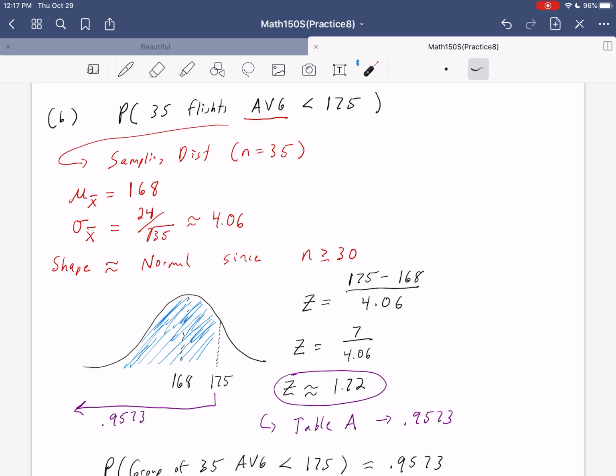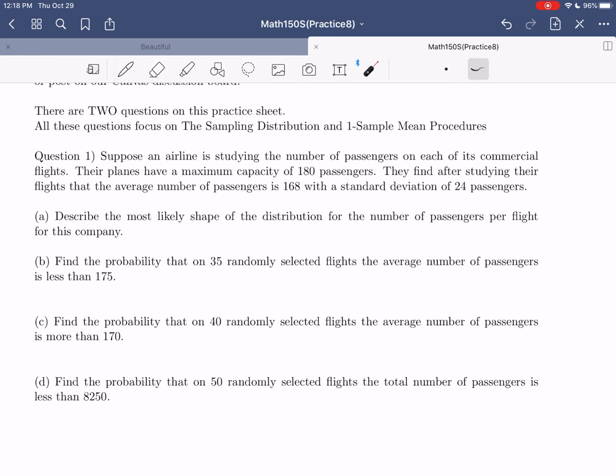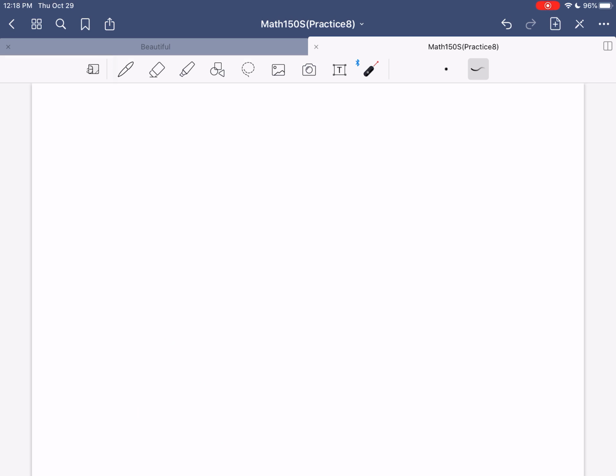All right, let's go ahead and try something similar to this with part C. So let's give ourselves a blank page again. For part C, we want the probability that on 40 randomly selected flights, the average number of passengers is more than 170. So let's go ahead and do this. For part C, we want the probability that a group of 40 has an average above 170.